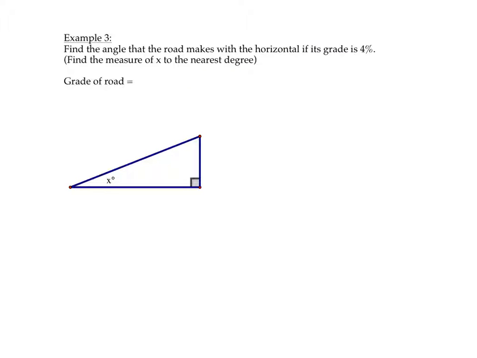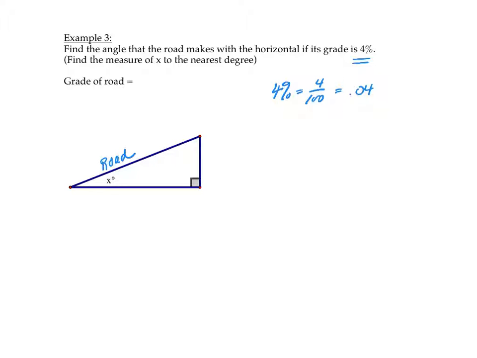Okay, last one, and this is a real world example. This is find the angle that the road makes with the horizontal if its grade is 4%. So first of all, this is our road. Okay, the grade is the steepness of the road. So 4% would be 4 out of 100, like that, or 0.04, depending on how you want to write it.